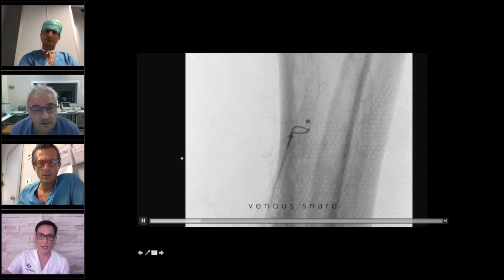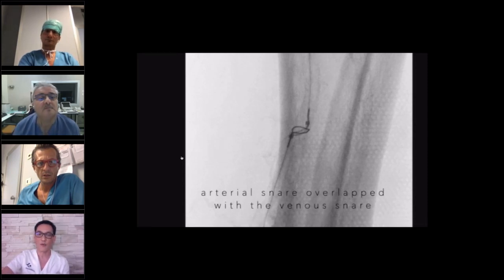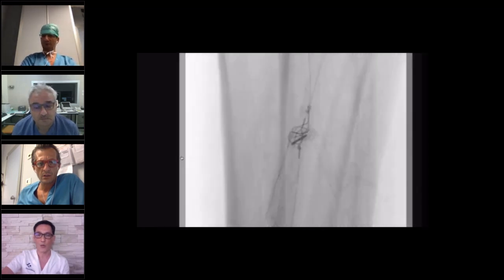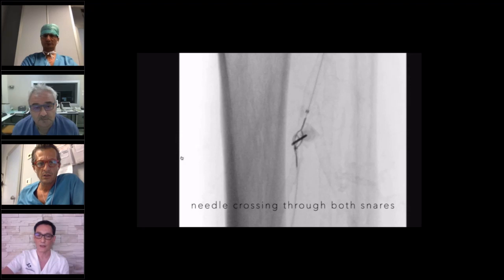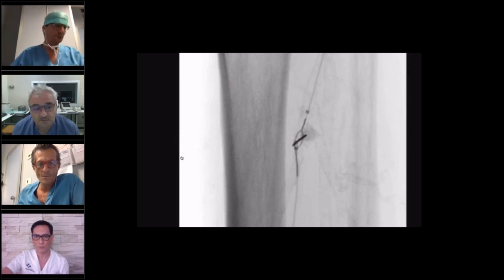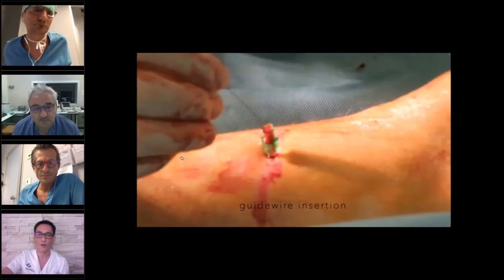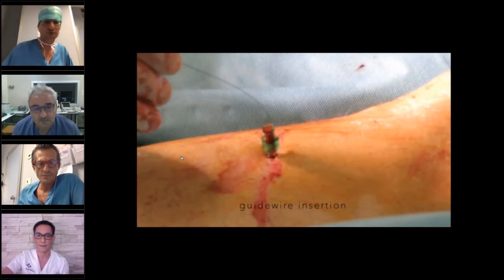Okay, so I'm going. This is the venous snare and the arterial snare coming from above. Once they are overlapped, we perform a percutaneous puncture through both the snares, and then we will progress an 014 wire, a soft wire.